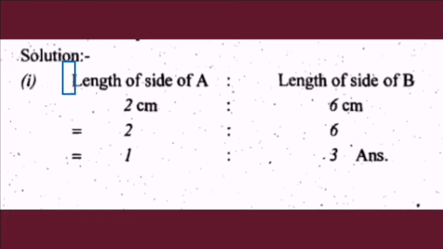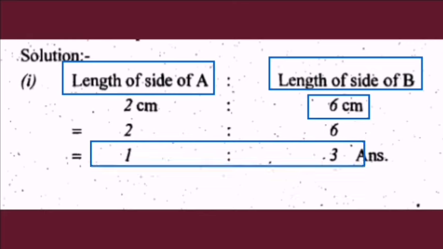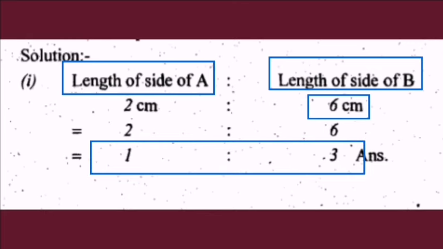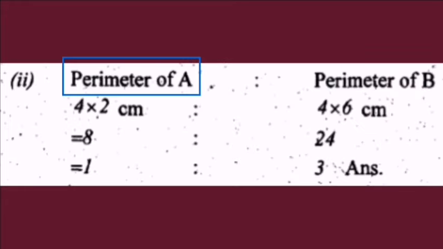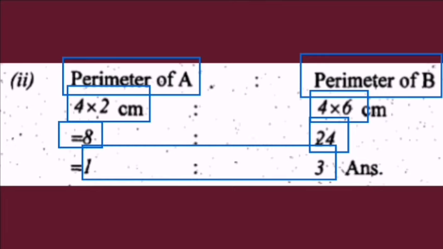The length of the side of square A is 2 centimeter, ratio, but the length of the side of square B is 6 centimeter. Dividing 2 by 2 and 6 by 2, which is 3, the ratio of the length of sides is 1:3. Perimeter of square A ratio perimeter of square B. Perimeter of square A is 4 multiplied by 2, because A and B are squares, which is 8, and perimeter of square B is 4 multiplied by 6, which is 24. By simplification we get 1:3 as the required ratio between perimeter of A and perimeter of B.